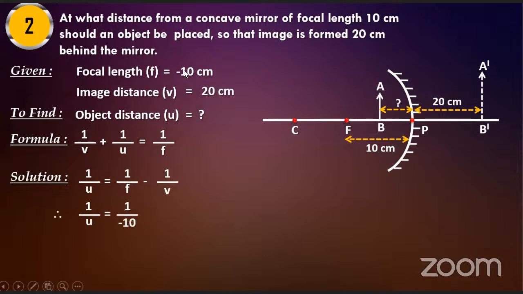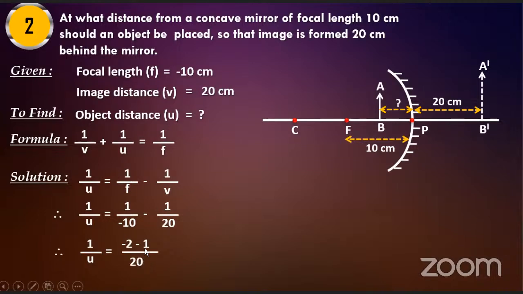Now simply substitute the values of F and V here. F is how much? Minus 10. And 1 by V is how much? 1 by 20. So what is the LCM of 10 and 20? 20 is the LCM. Very good. Now, 1 by U is equal to, how many times 10 is equal to 20? 2 times. So minus 2 minus 1 by 20.